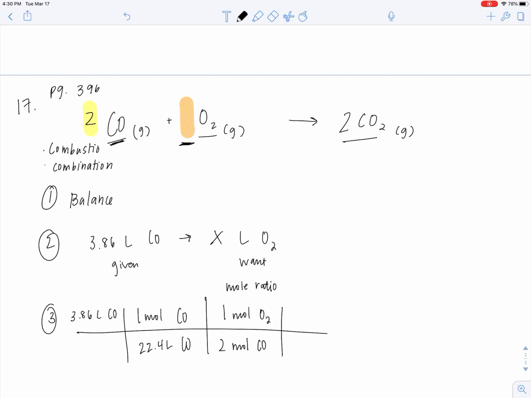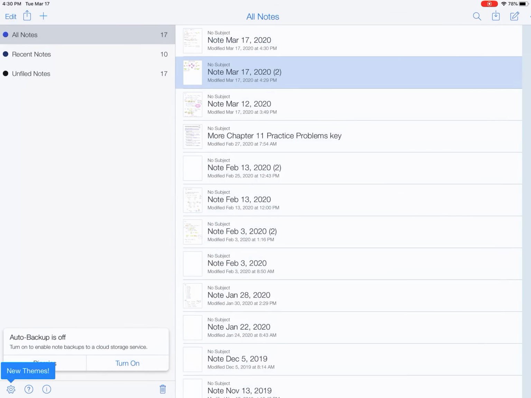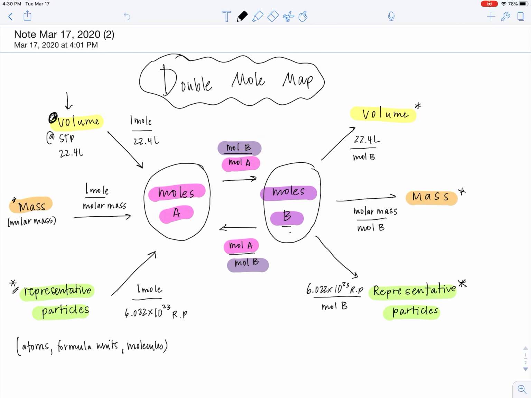Okay, now we want to get from moles of oxygen in the third part here, this mole ratio, to volume. So we're going to say 1 mole of oxygen on the bottom is 22.4 liters of oxygen. And again, if I go back and look at my double mole map, you can see here we're at moles of B and we're trying to get to volume, so I have 22.4 liters over 1 mole of B.